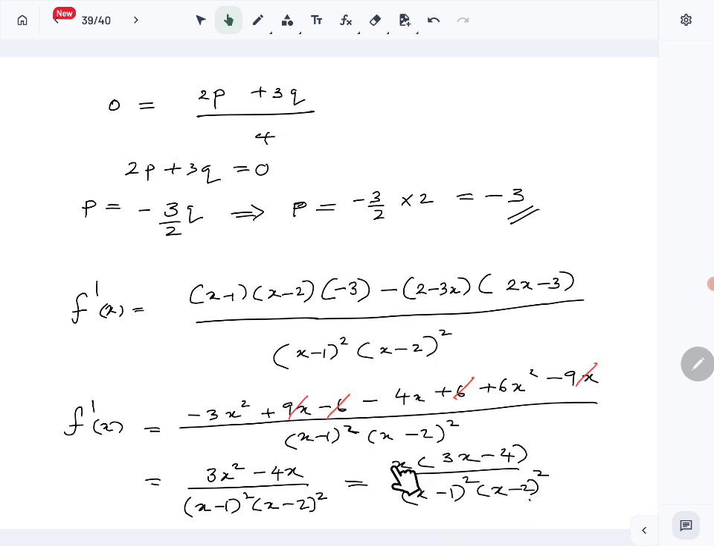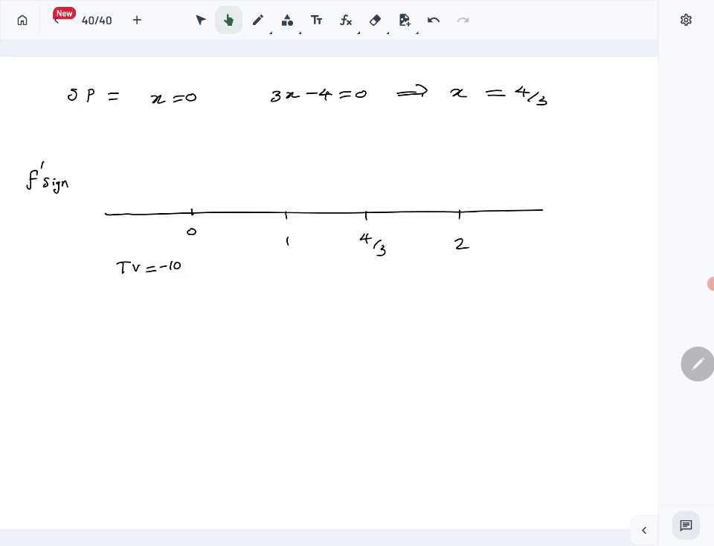This is going to be minus. This factor is also going to be minus. So what happens? You get minus times minus. We already know denominator is positive. So total is what? Total is positive. So in this interval, this is increasing. Then let's look at 0 to 1.